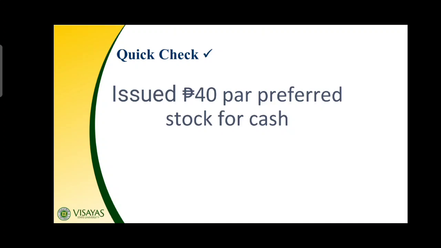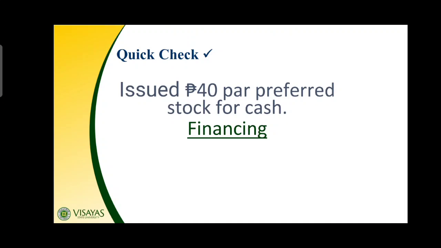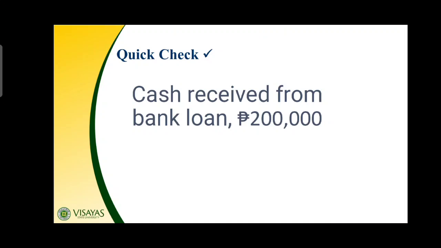Next class, issued 40 pesos per preferred stock for cash. Ibig sabihin, nag-issue ka ng stocks. Ibig sabihin, pag nag-issue ka ng stocks, may natanggap kang pera, tapos meron na silang stocks na pag-aari. That's why, issued stock nga 40 pesos ang each. So, nakatanggap ka ng pera, class. So, yung pera, ginamit mo yun sa operations mo. So, ikaw ang nakatanggap ng pera para magamit mo sa iyong operation. This is included in the financing activities.